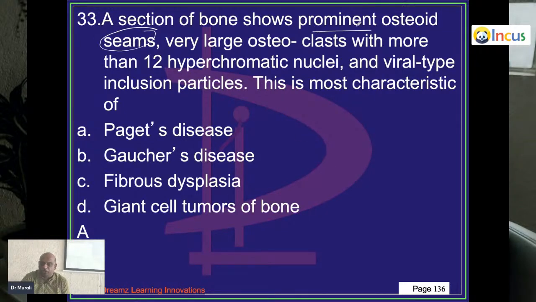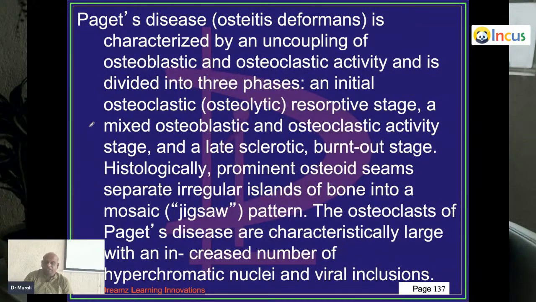Now, osteoid seams are prominent. Large osteoclasts, 12 hyperchromatic nuclei, viral type inclusion particles. What does it suggest? Paget's disease. Histology of Paget's disease. Today only you should go back and check in Wikipedia, wherever possible, how the histology of Paget's looks like.